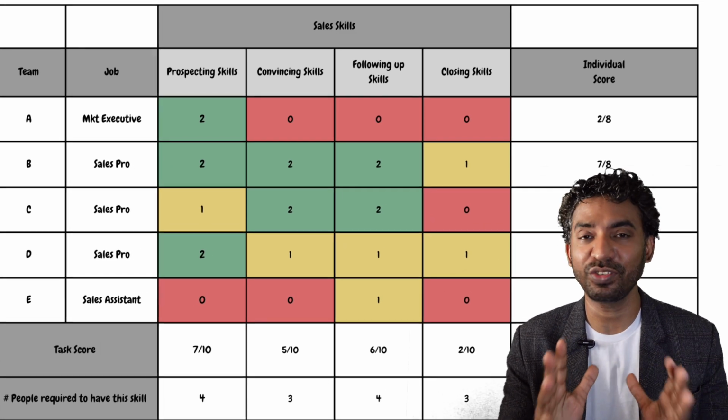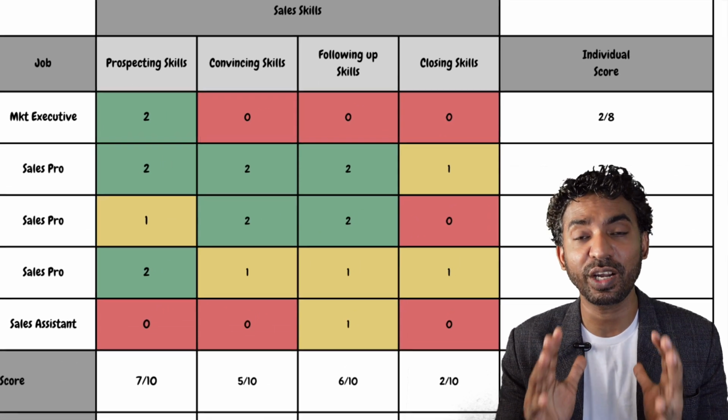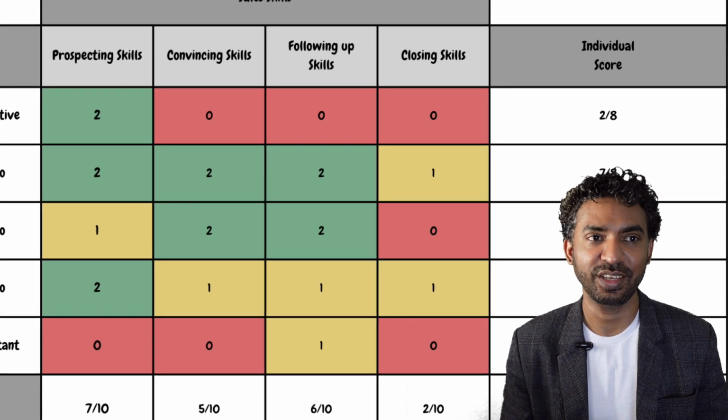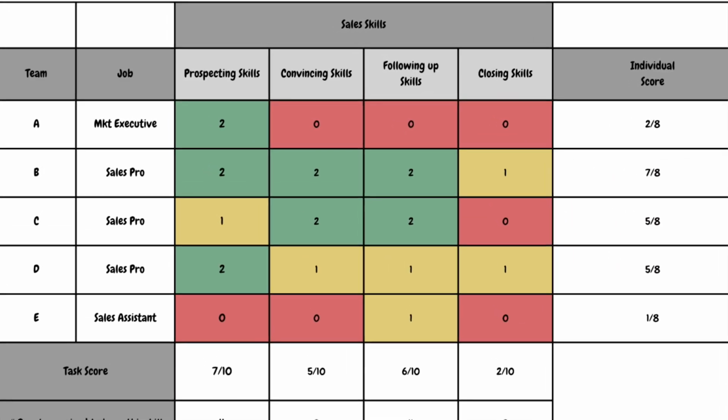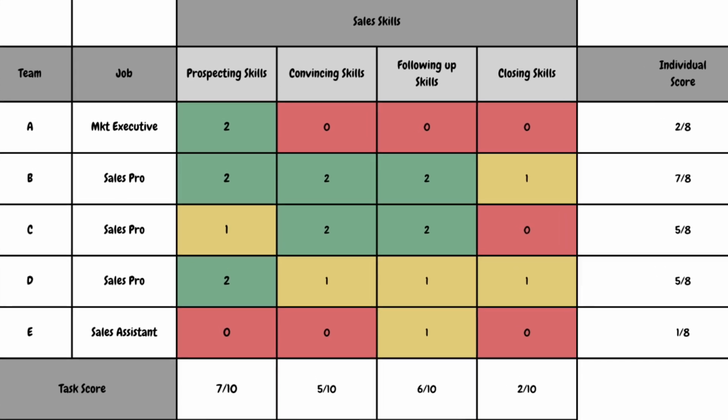It's the sales closing skill. I just want to give the first priority for the sales closing skills. Then after that, I just want to give the priority for the following up skills, then the convincing skills and the prospecting skills. This is a very simple example. You can include many skills here and you can evaluate them and you can make decisions based on that.